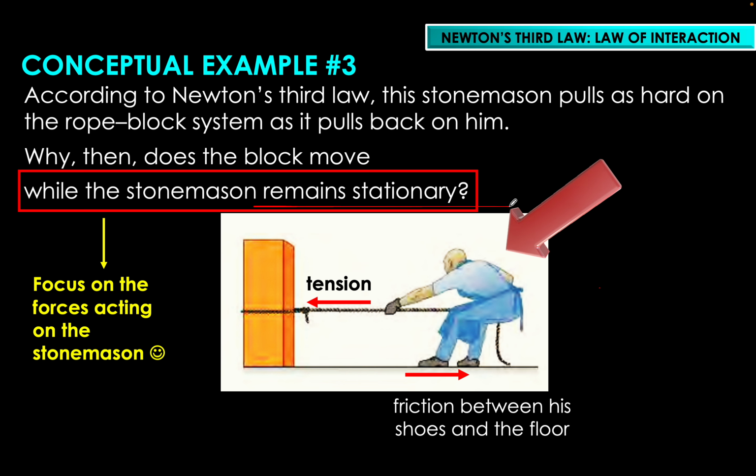Going back to the question, why does the stonemason remain stationary? It's very simple. The stonemason is actually pushed rightward by the floor, and that frictional force is equal to the tension force exerted by the block on the man. In short, the net force on this man is actually zero. So negative tension and positive friction that is rightward, they will cancel each other out, and that is why he remains stationary, okay? So again, when something is stationary, it means that the net force on that object is adding up to zero. So we can assume here that the tension force is just equal to the friction between the shoes and the floor.